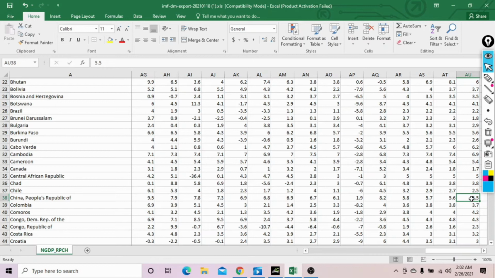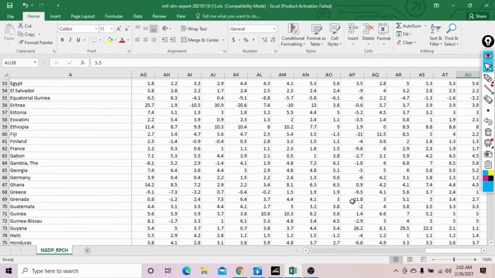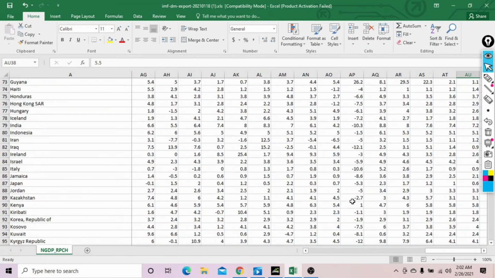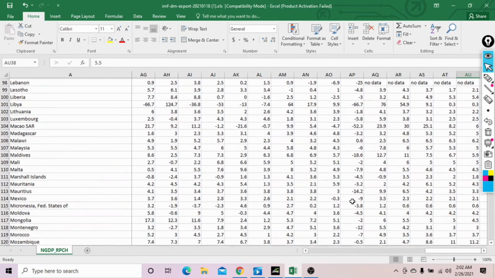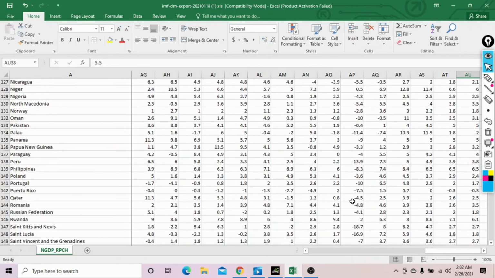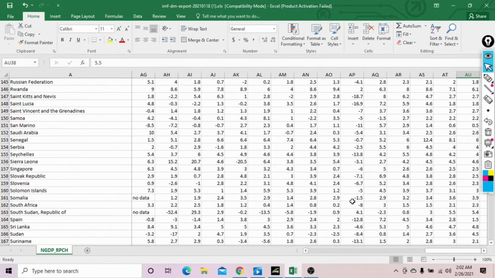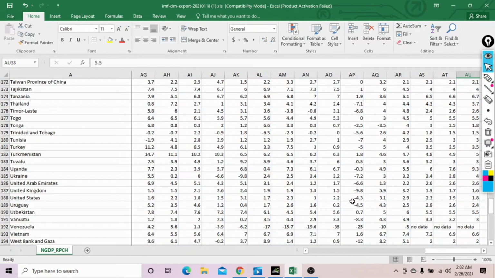Let's compare it with the leader now, the largest economy in the world, which is the United States of America. Let's go to the US and compare China with the US. You will see some interesting stuff here. This is my Excel sheet, which I took from the IMF. You can export that data to your Excel so that you can analyze it nicely. So I'm looking for the United States of America now. Here is the United States of America.